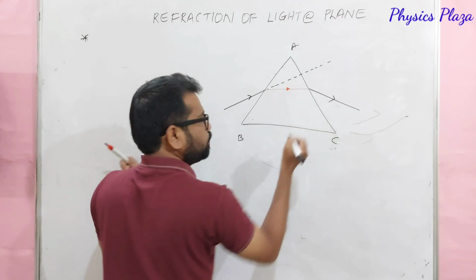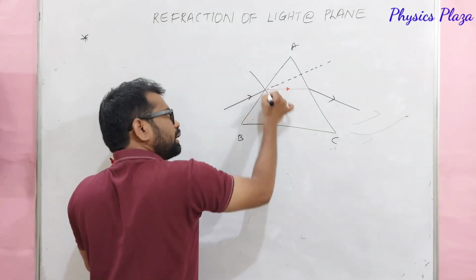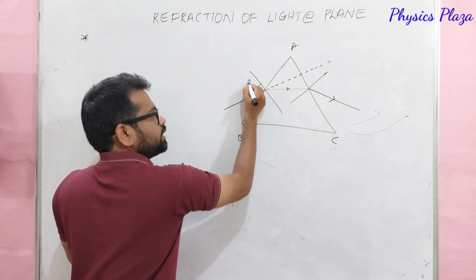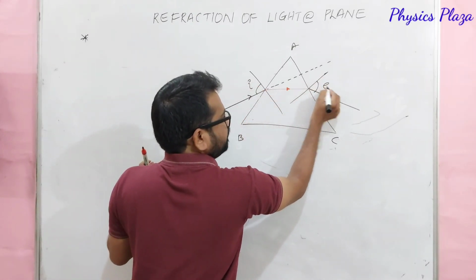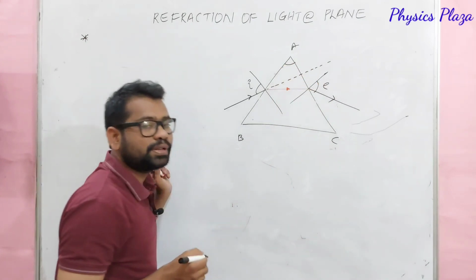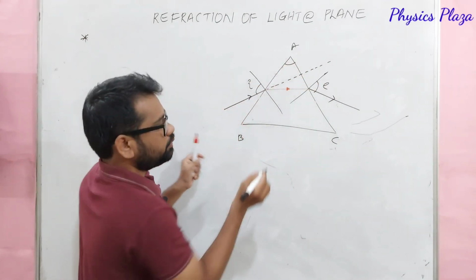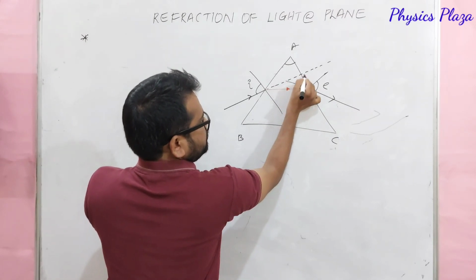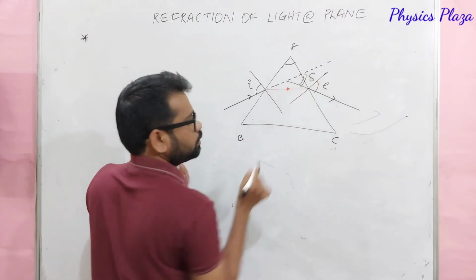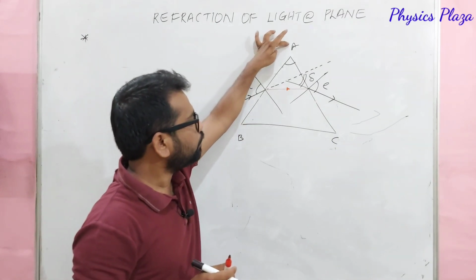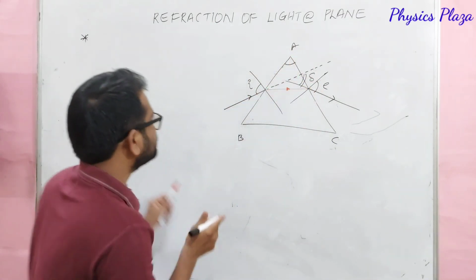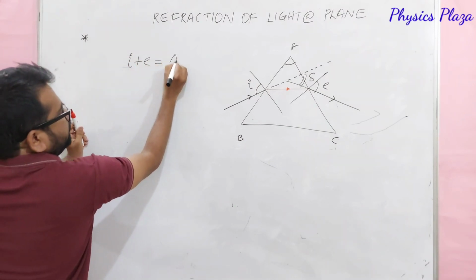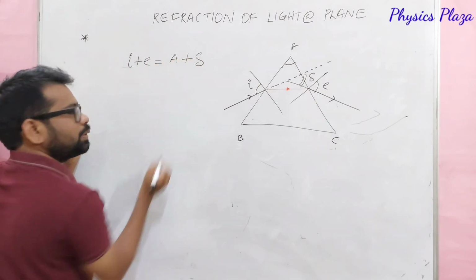Children, this is what happens when monochromatic light passes through a prism. This is the angle of incidence, and this is the angle of emergence, and this is the angle of the prism. When you extend the emergent light backward, this gives you the angle of deviation. How these four quantities are related is very, very important. It is written like this: I plus E is equal to A plus delta.